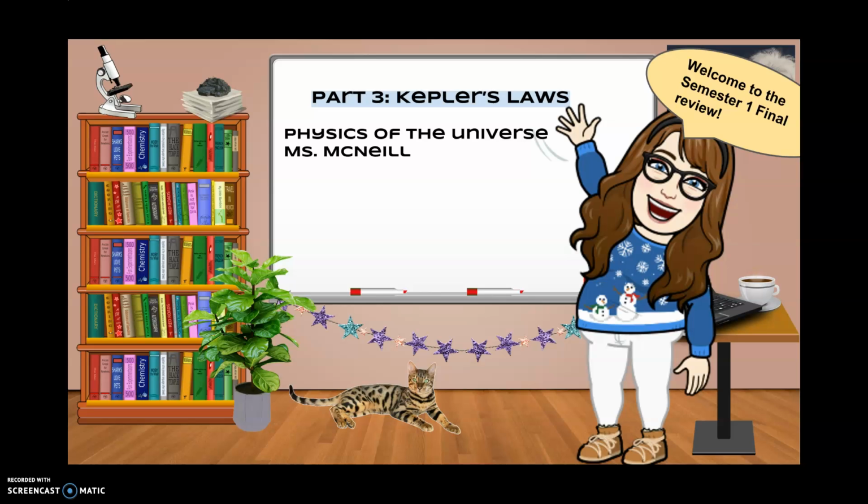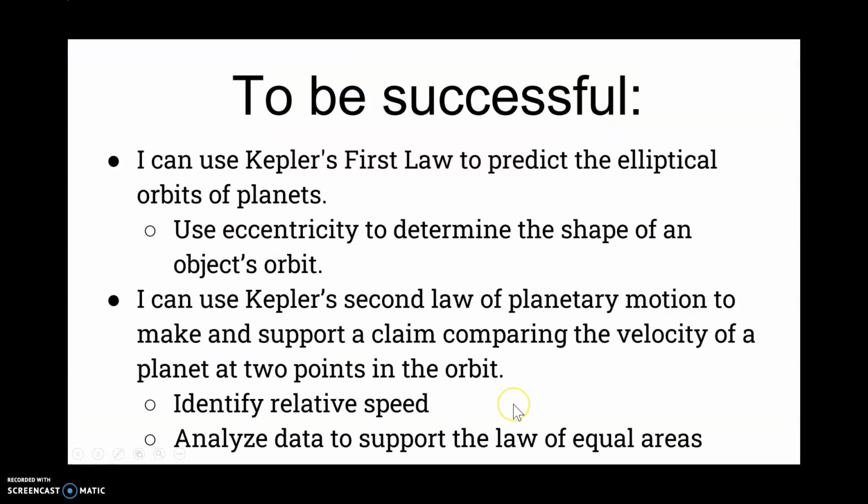This review is all about Kepler's law, which is the current unit we are studying. In order to be successful, you actually have two pieces for this unit with two learning targets. The first one is that you can use Kepler's first law to predict the elliptical orbits of planets.